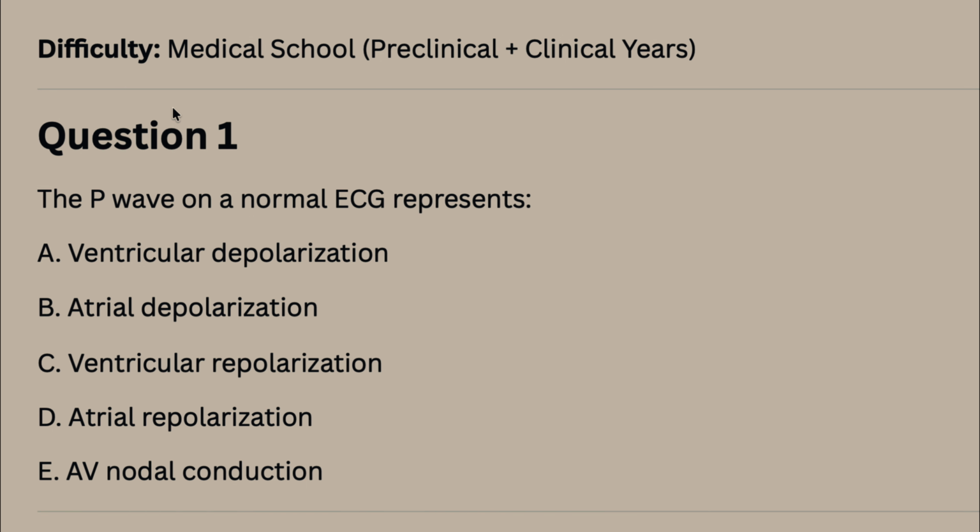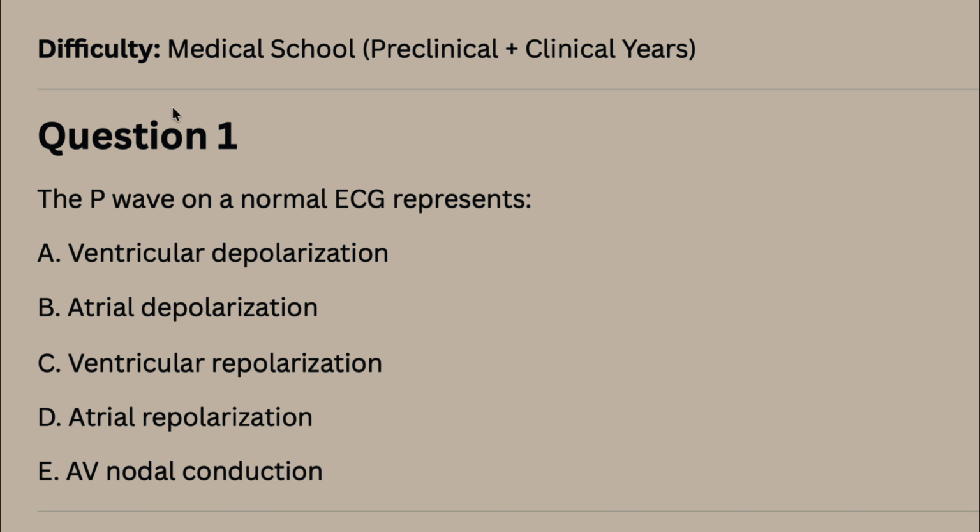But what exactly is depolarization? Depolarization is the electrical activation of muscle cells. Before a muscle contracts, it first needs an electrical signal. That electrical signal is called depolarization. The impulse begins in the sinoatrial node or SA node, located in the right atrium. It then spreads across both atria. As this wave of electrical activity travels through the atrial muscle, the ECG records it as the P wave.